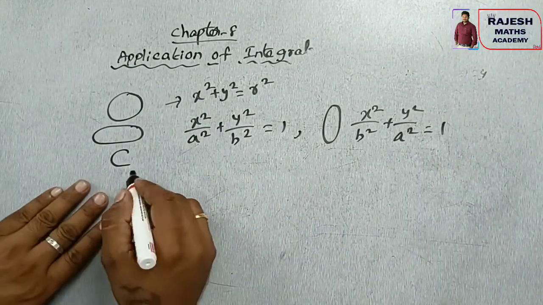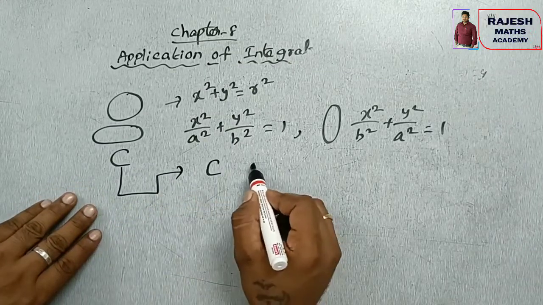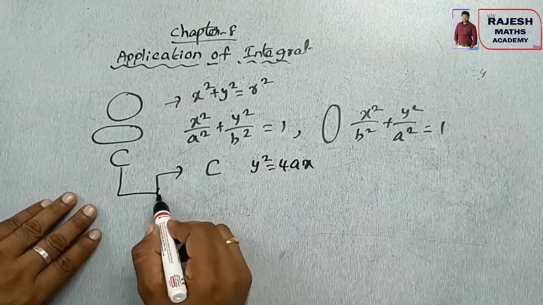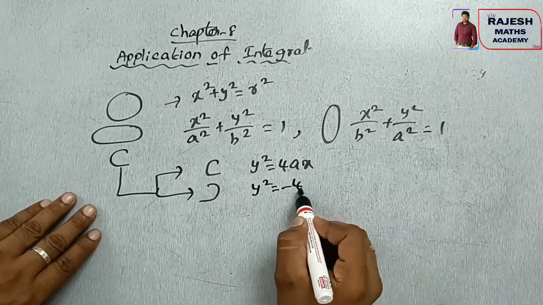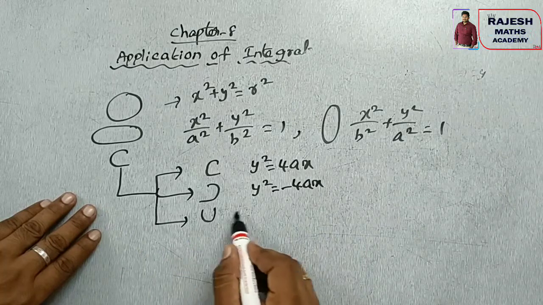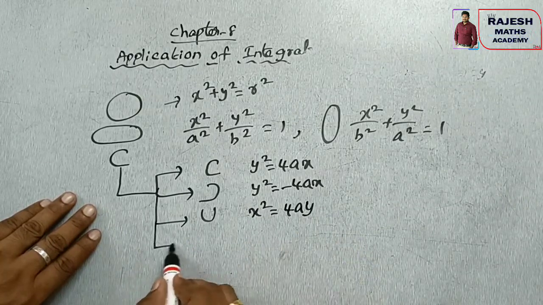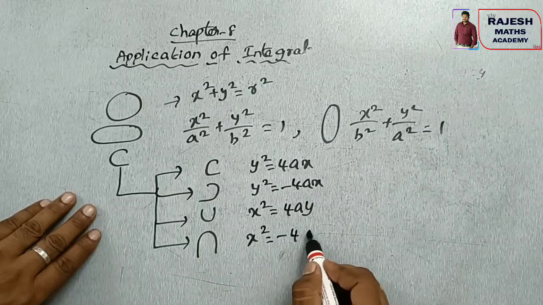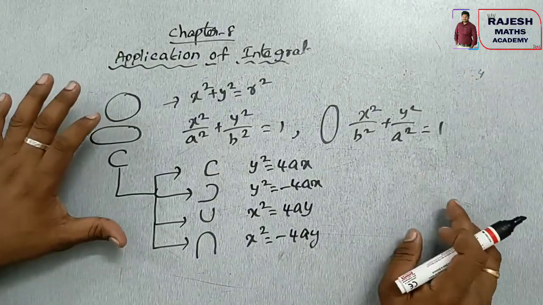Similarly, for parabolas we have four types. Open rightward, the formula is y square equal to 4ax. Second one is open leftwards, that is y square equal to minus 4ax. Then open upwards, the formula is x square equal to 4ay. Finally open downward, that formula is x square equal to minus 4ay. These are the basic equations. This we have to know.